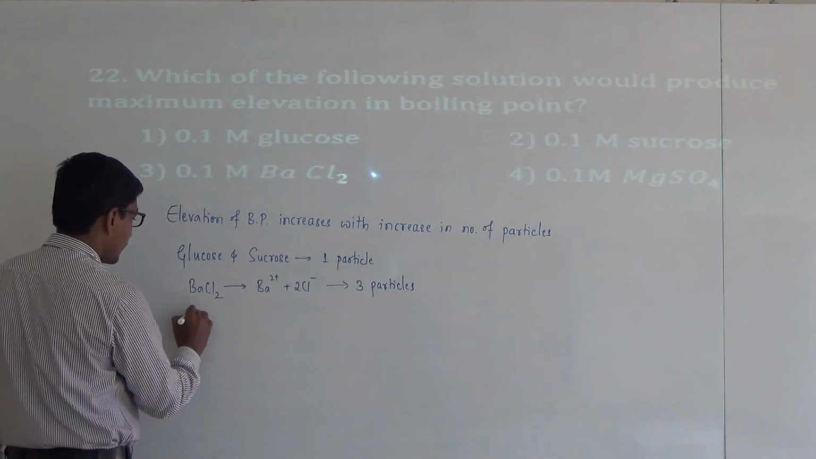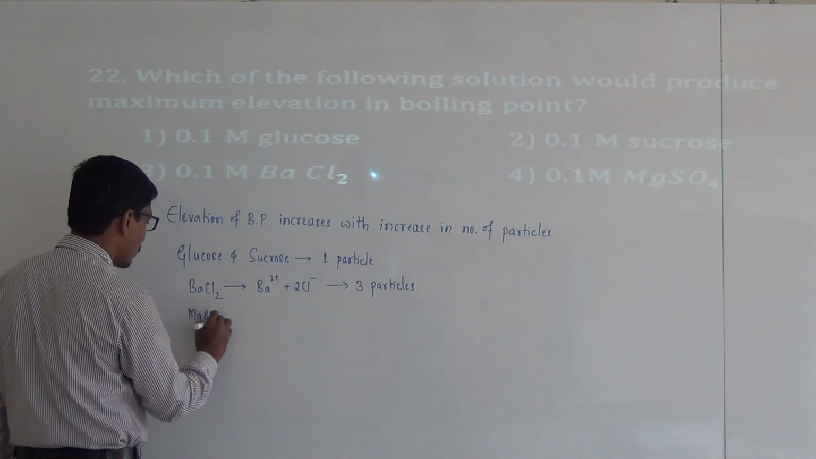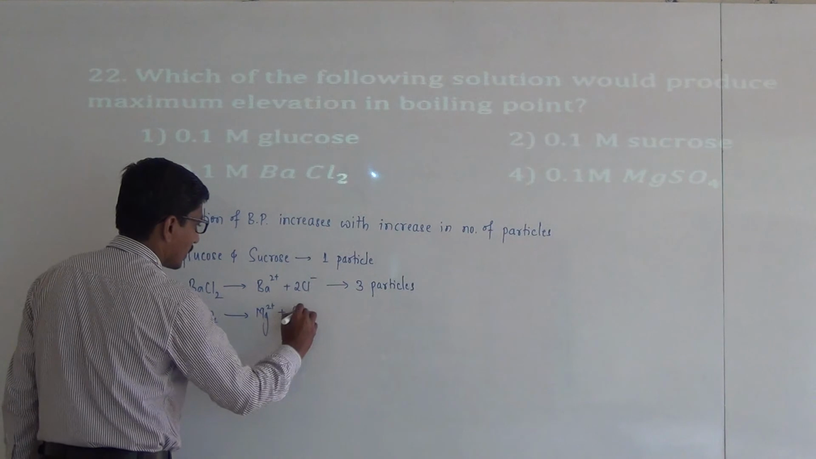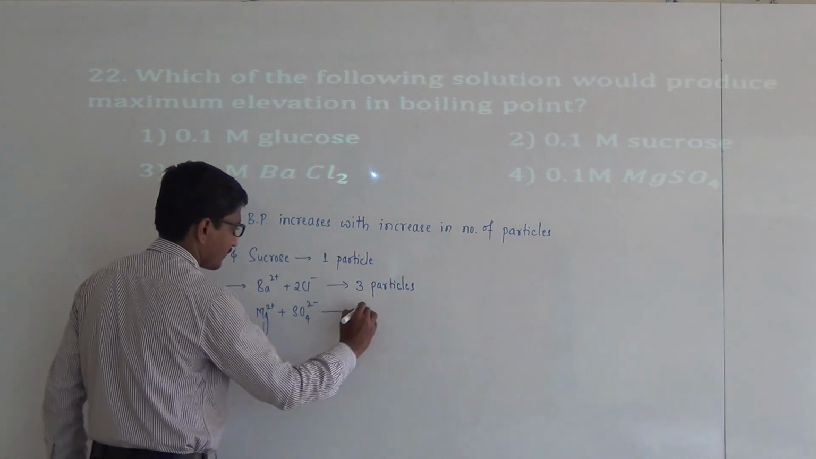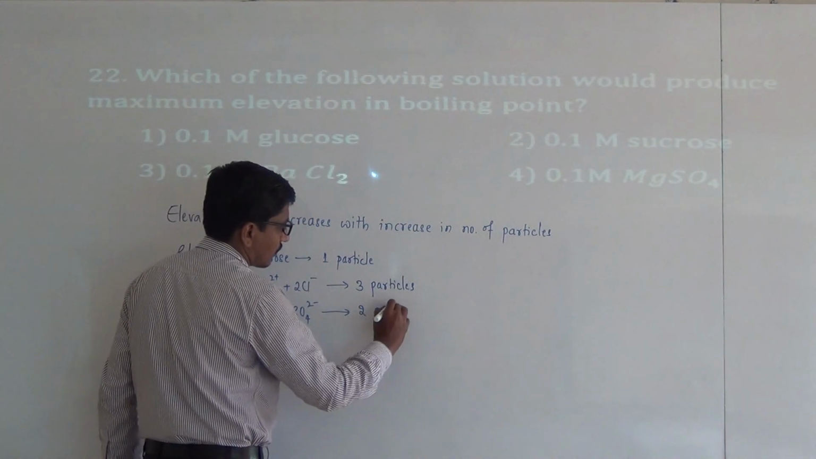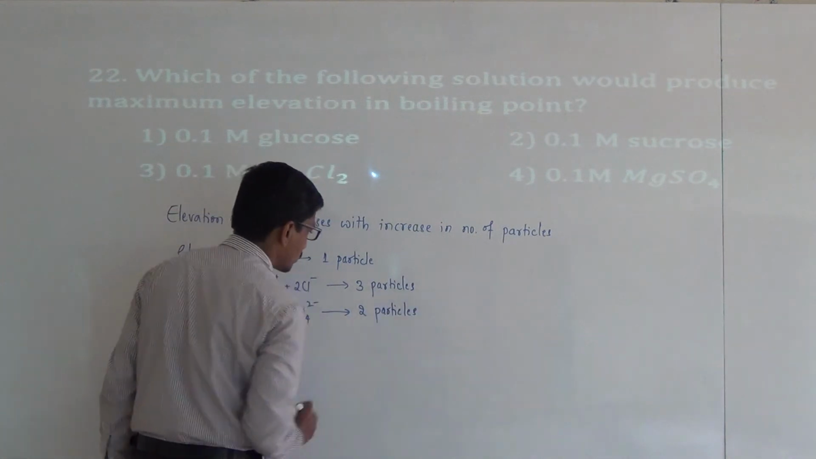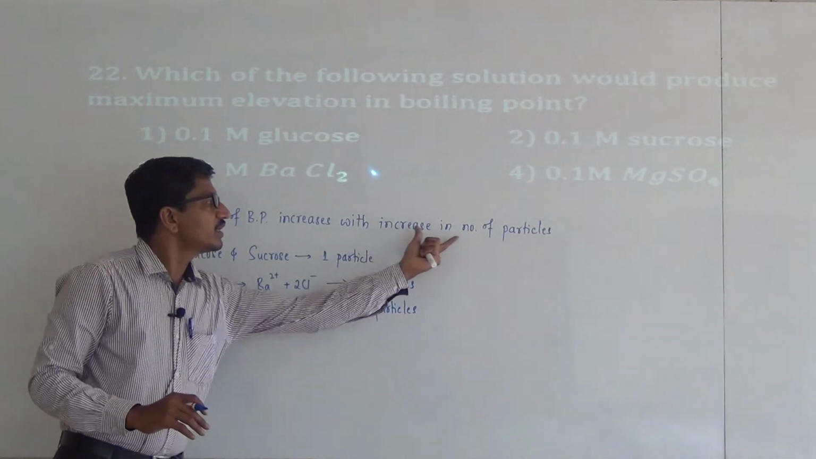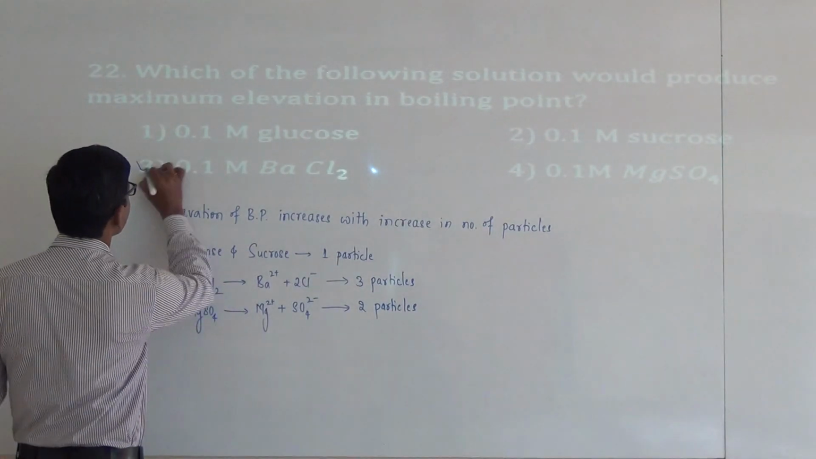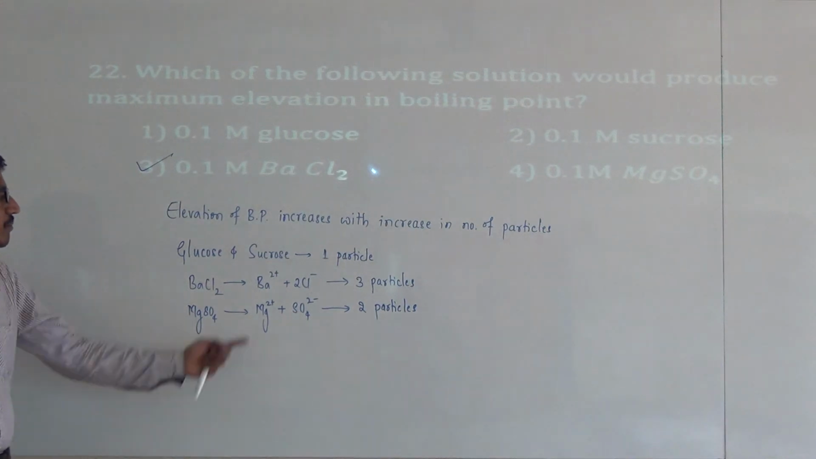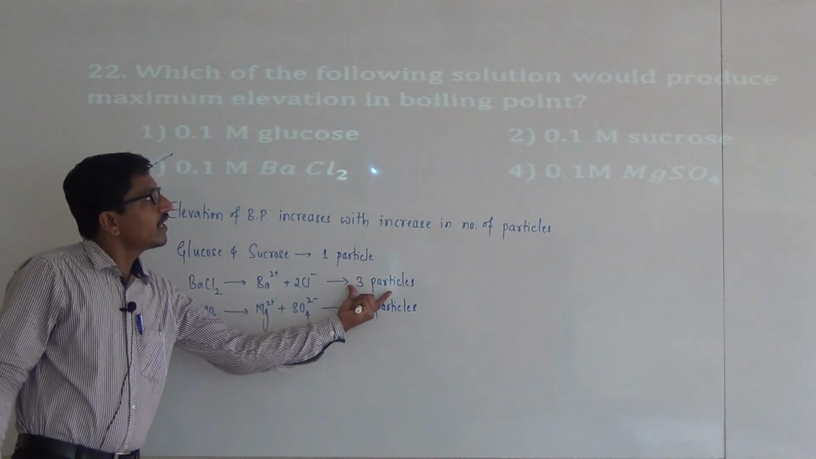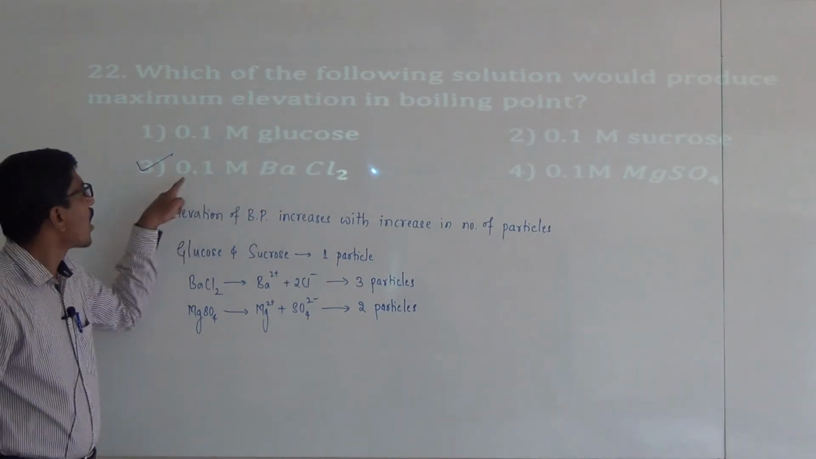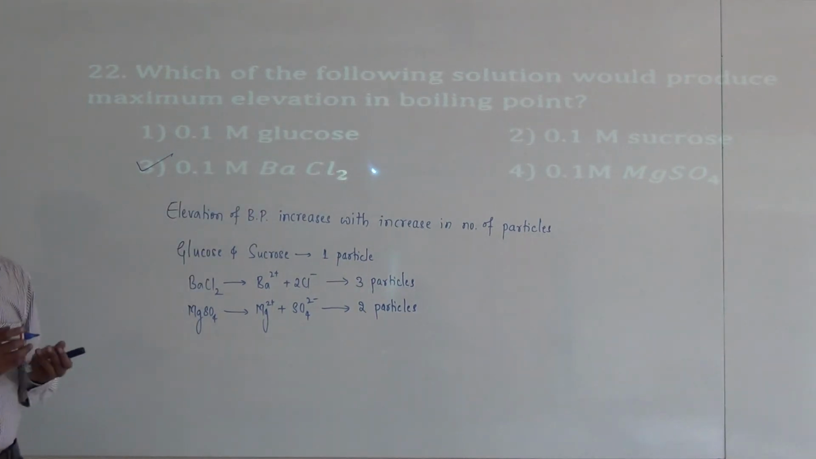Then fourth one is MgSO4, dissociated into Mg2+ and SO4 2-, which contains only 2 particles in aqueous solution, and elevation of boiling point increases with increase in number of particles. In case of barium chloride, the number of particles is 3 and the elevation of boiling point is maximum in case of 0.1 m barium chloride solution.